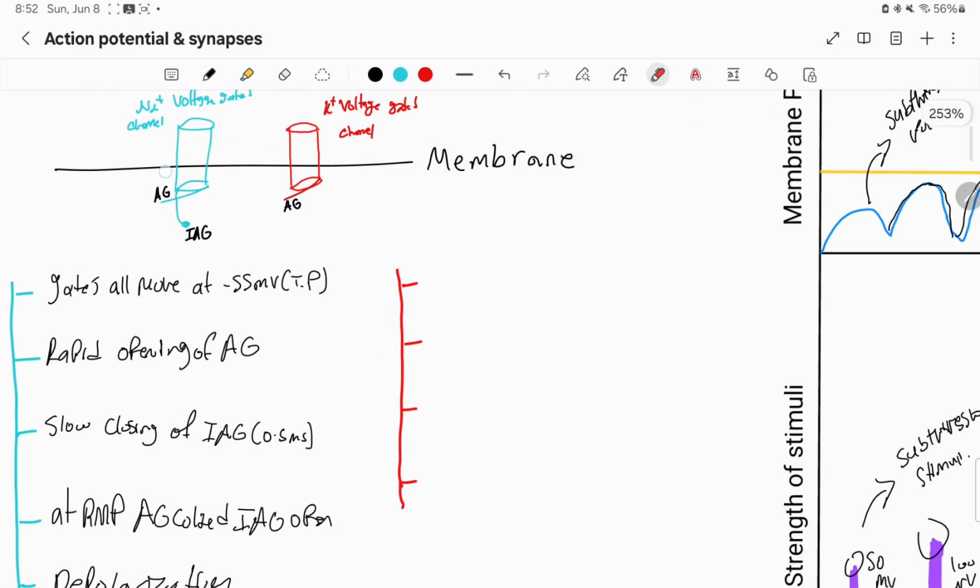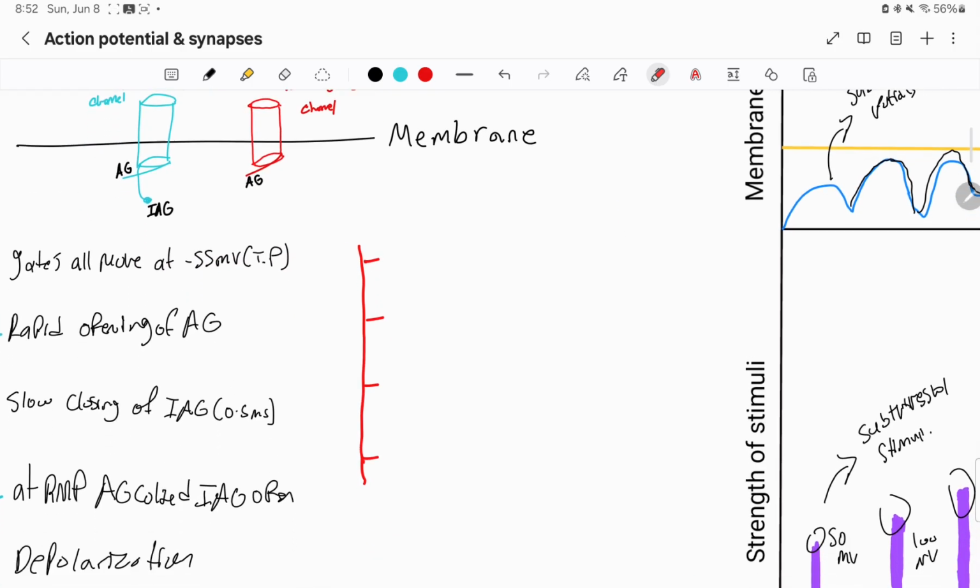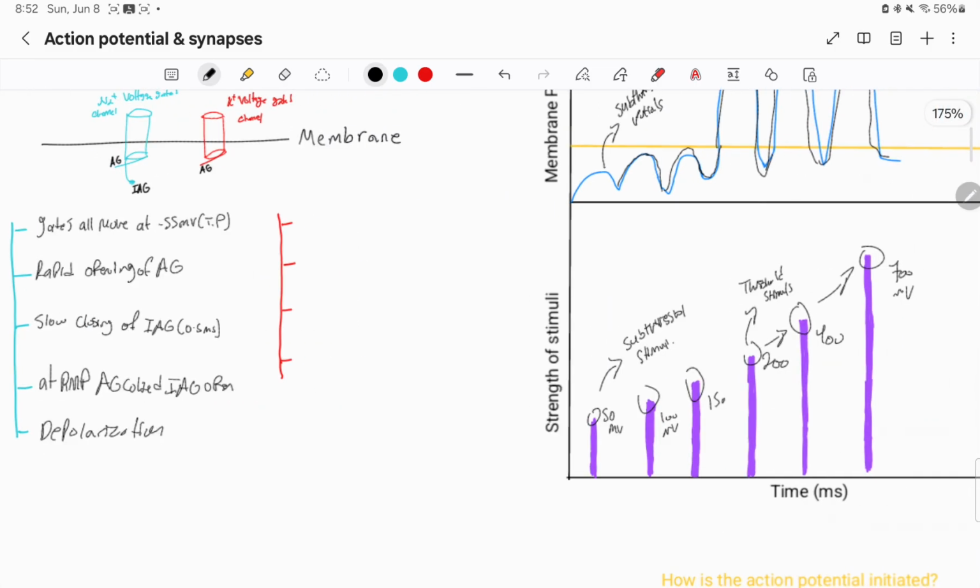Voltage-gated just means that these gates that it has, they open at a specific voltage. That specific voltage is negative 55, threshold potential. Beautiful. Now, let's move on to the characteristics of the potassium voltage-gated channel. When does its gate open?